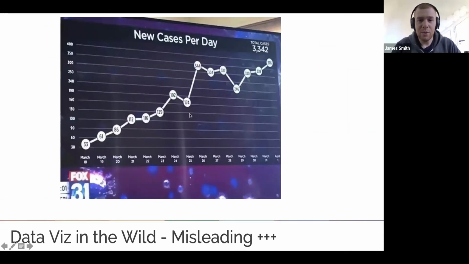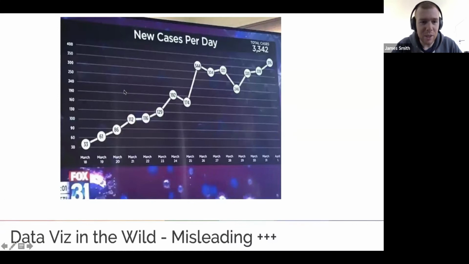Now, this one popped up on my Twitter feed not too long ago. I think it was this week, and this one's the worst one of the lot, because at first sight, this doesn't appear to be particularly misleading at all. It's got a y-axis, it's got an x-axis. It's a simple line chart, and there are some circles over the lines to show us the actual number of cases.